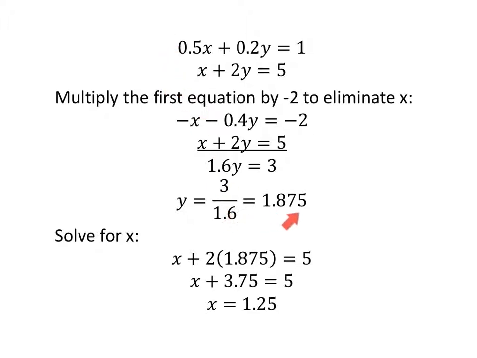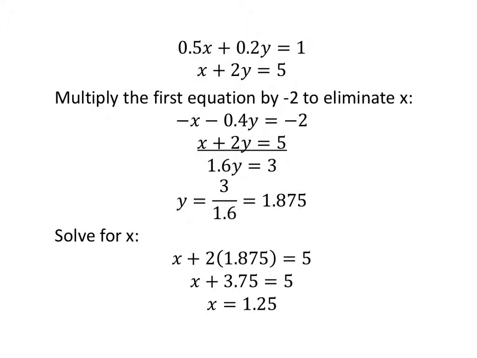Now from our original equations, I want to solve for x. When I know a y value, I'm definitely going to use the second equation. I'm not going to choose to use extra decimals. So x plus 2 times the y value we just found equals 5. So I multiply. x plus 3.75 equals 5, and when I subtract 3.75 from both sides, I get x equals 1.25.